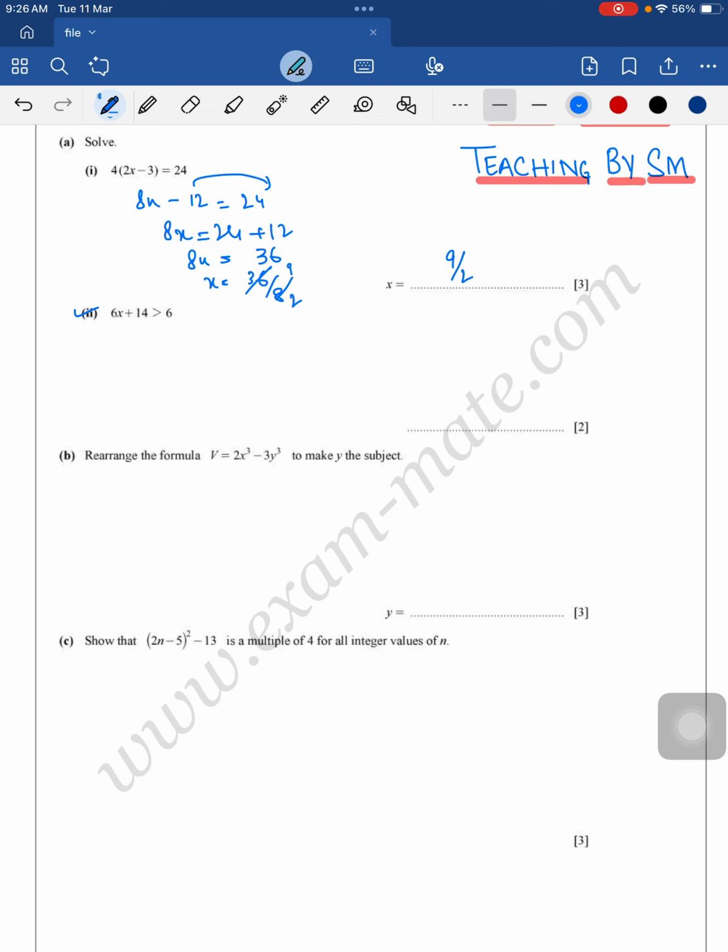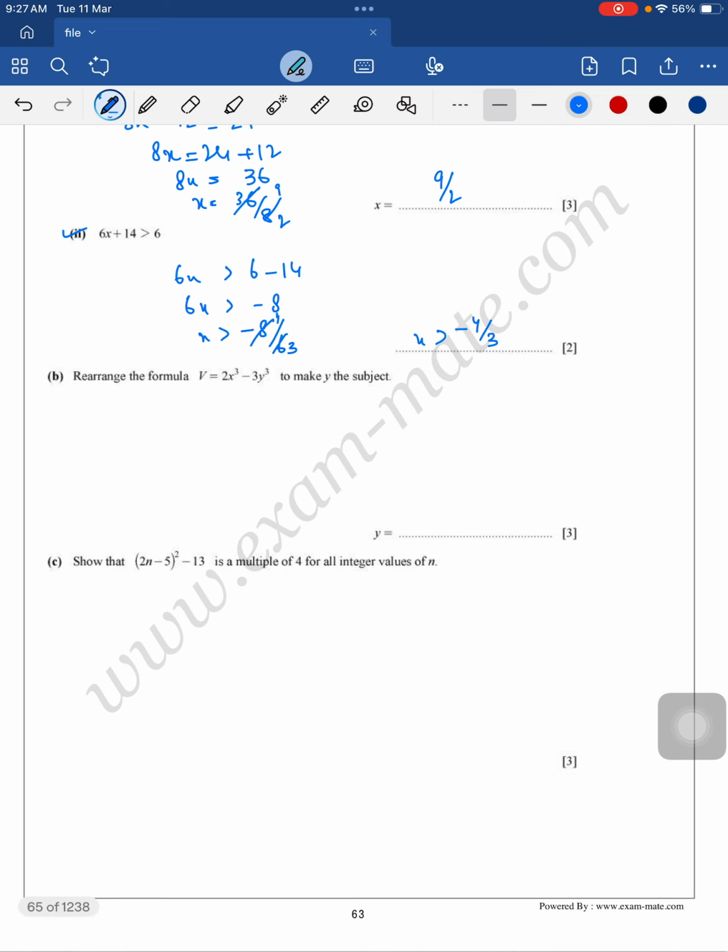Second part is an inequality. Solving it in a similar manner, moving the constants to the right, 14 goes over there, so 6 minus 14. 6x is greater than 6 minus 14, which is minus 8. x is greater than minus 8 upon 6, so 2 4s are 8, 2 3s are 6, so x is greater than minus 4 upon 3.